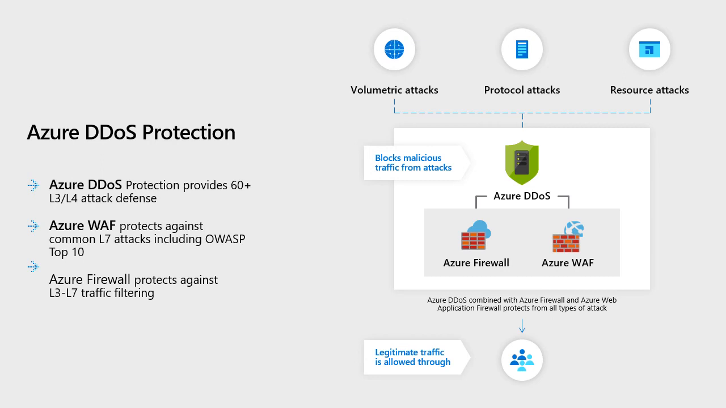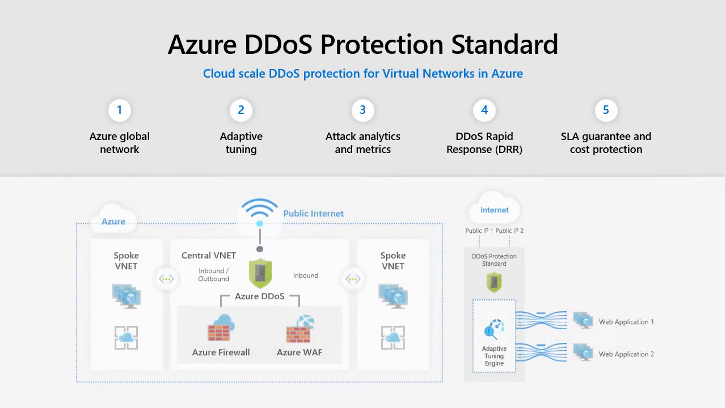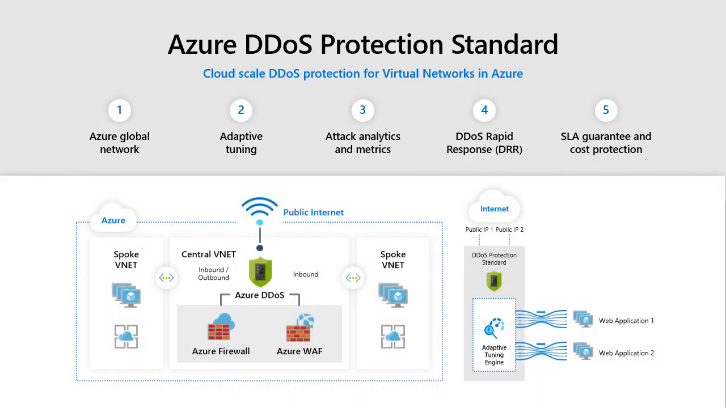And Azure Firewall then protects you against layer 3 and layer 7 traffic filtering. So these three provide a very potent combination against different types of attacks. So there's a service called the Azure DDoS Protection Standard, which operates across our Azure Global Network. Now, the one thing that is nice about this service is that it is tuned adaptively. It is driven by AI.